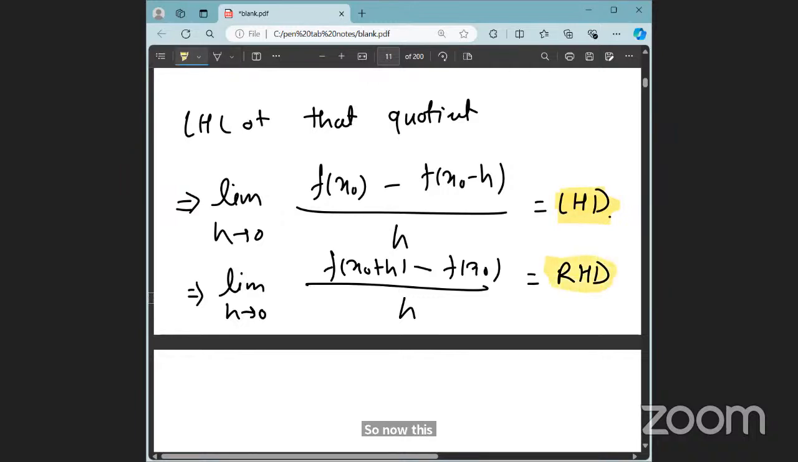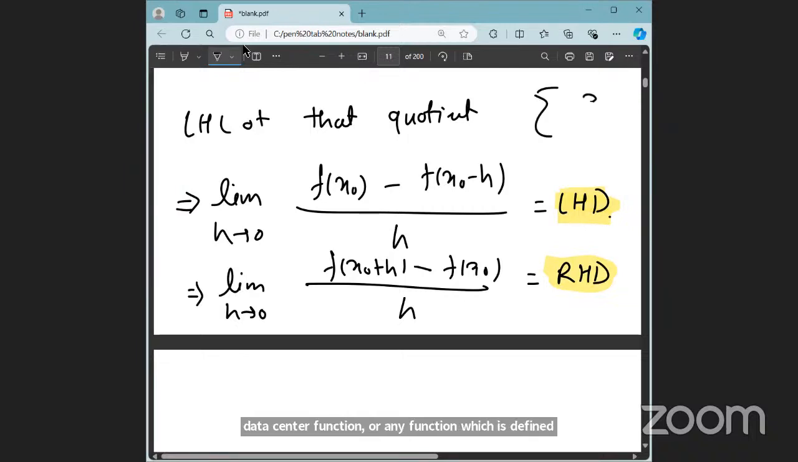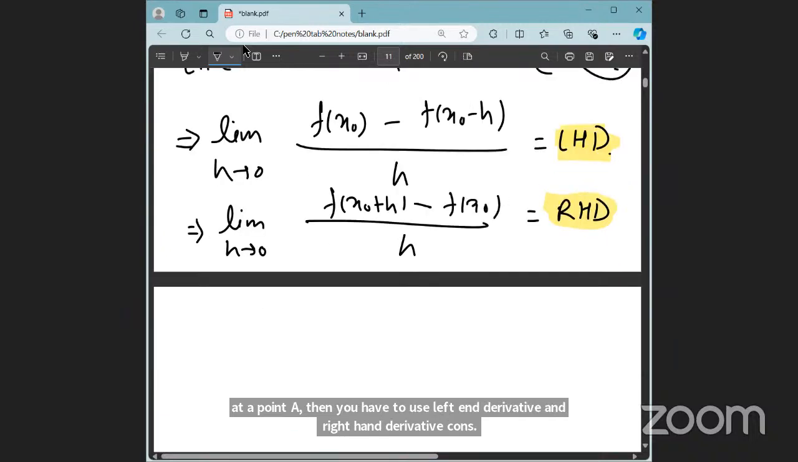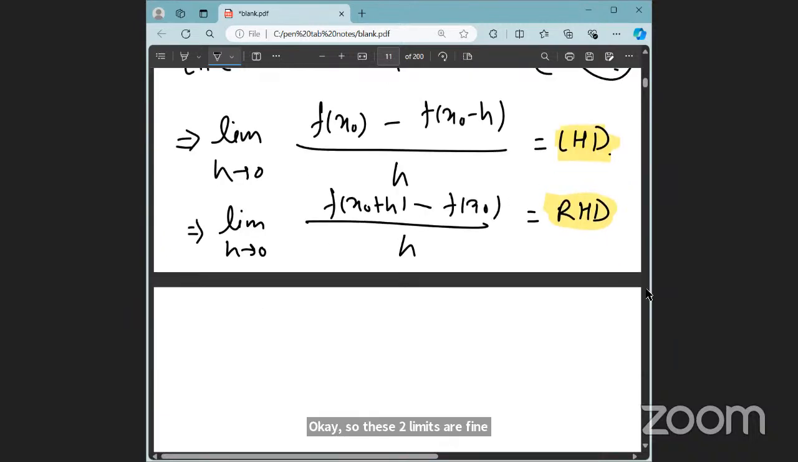Okay, so you should remember these two limits, because whenever we have a piecewise function, mod function, greatest integer function, or any function defined in some broken piecewise way, that means either x is greater than a or x is less than or equal to a, this kind of thing, and you want to check differentiability at a point a, then you have to use the left-hand derivative and right-hand derivative concept. So these two limits are fine for everyone, right?